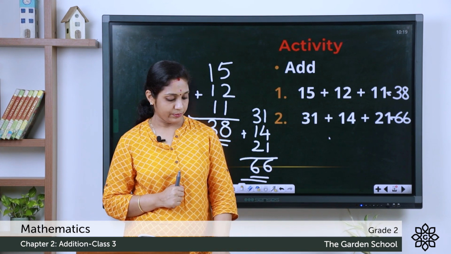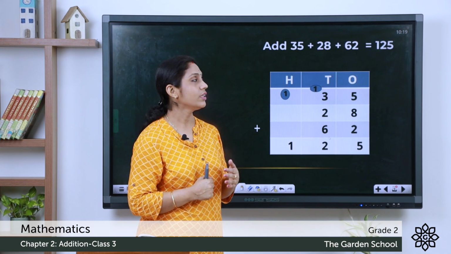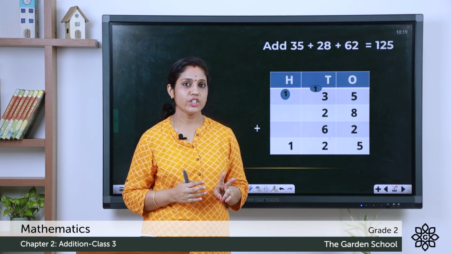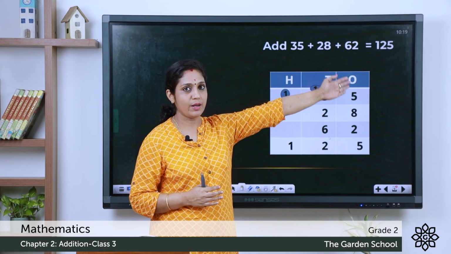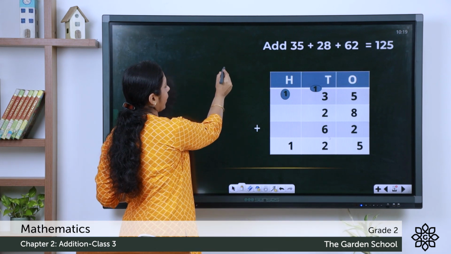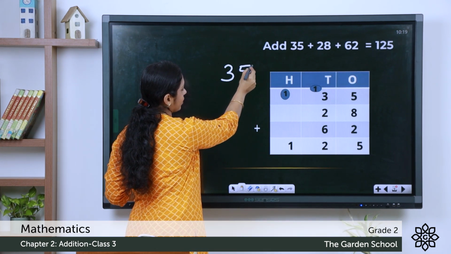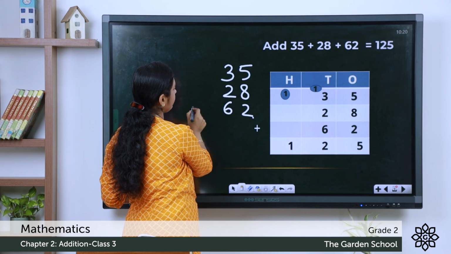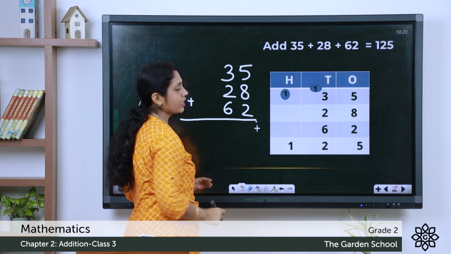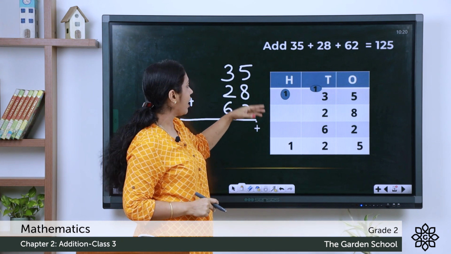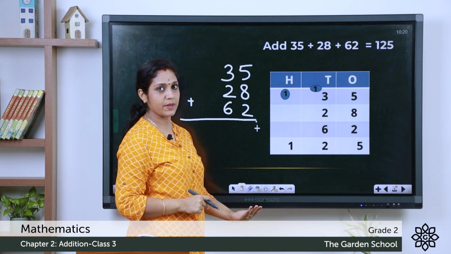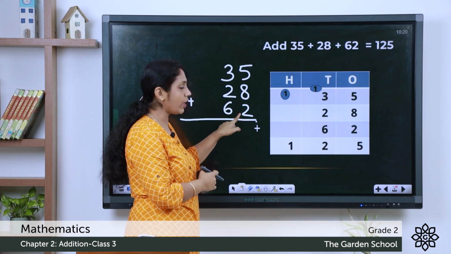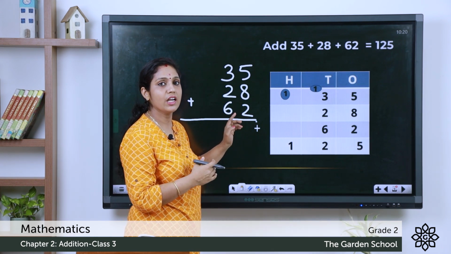Let's do another example. Here we have 35, 28 and 62. They are two-digit numbers and we have 3 two-digit numbers. Now, let's add them. 35, 28 and 62. So, first let's add the ones place. We have 5, 8 and 2 in the ones place. So, 5 plus 8 is 13 and with that 13 we are going to add this 2 also. So, we get the answer 15.